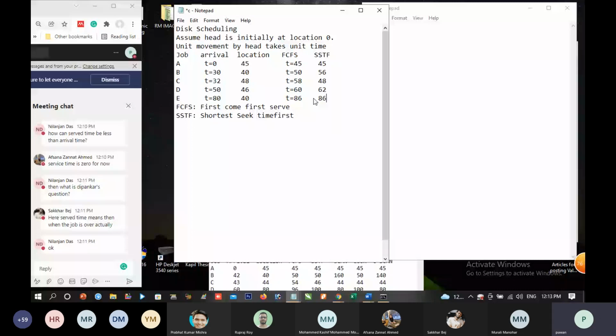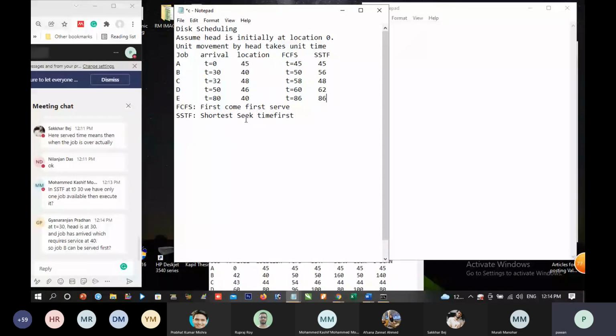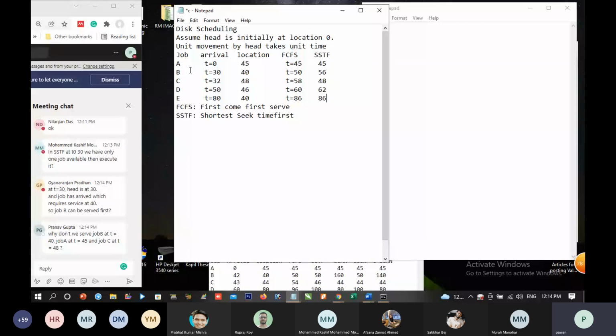The job which is nearest to us is served first. At t equal to 0, we have only one job available, hence we shall execute it. Fine, correct? By the time we do the service of job A, two extra jobs are available. Which is nearer to 45, 40 or 48? 48 is nearer. So we shall serve the 48 by moving 3 distance. We shall serve the job which we can serve earliest.